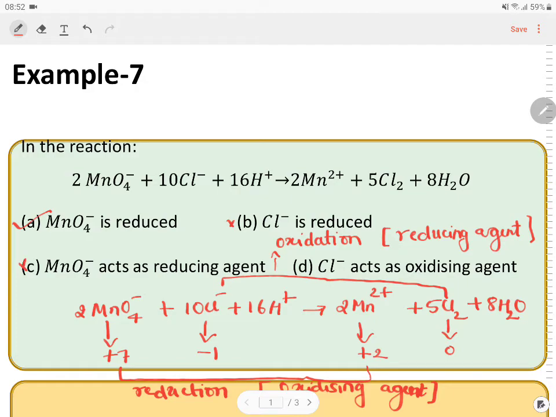Then Cl minus acts as an oxidizing agent. No, it is undergoing oxidation, therefore it becomes a reducing agent. So therefore the answer is MnO4 minus is getting reduced.